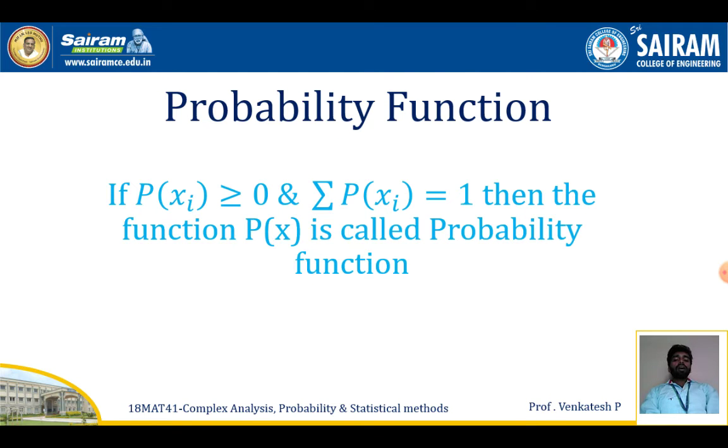So here xi is a discrete random variable. If p of xi is positive and the summation of p of xi is equal to 1, then the function p of x is called the probability function in the case of discrete random variables.